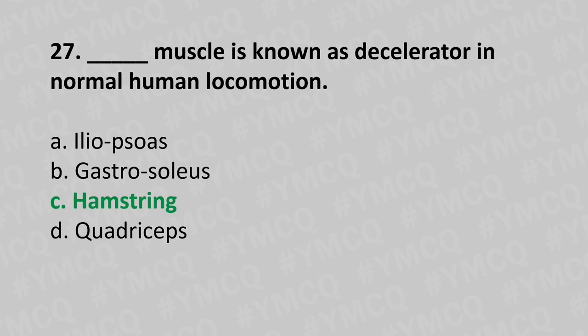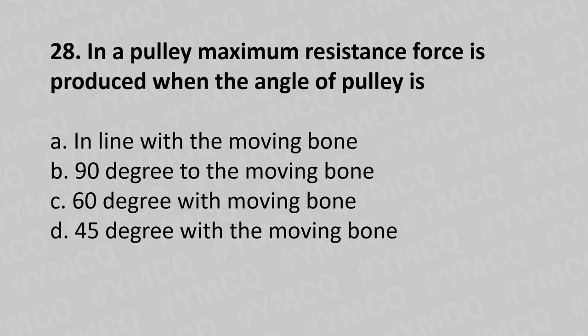Moving to our 28th question. In a pulley, maximum resistance force is produced when the angle of the pulley is option A, in line with the moving bone. Option B, 90 degree to the moving bone. Option C, 60 degree with the moving bone. Option D, 45 degree with the moving bone. And the answer is option B, 90 degree with the moving bone. Moving to our 29th question.